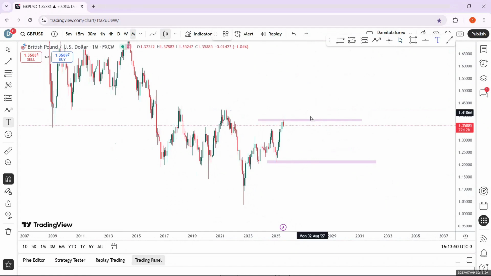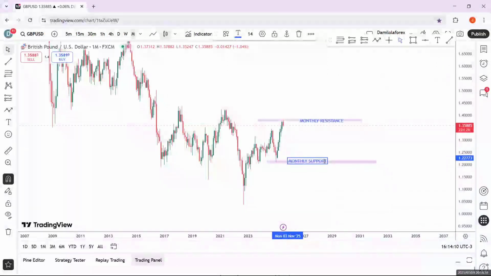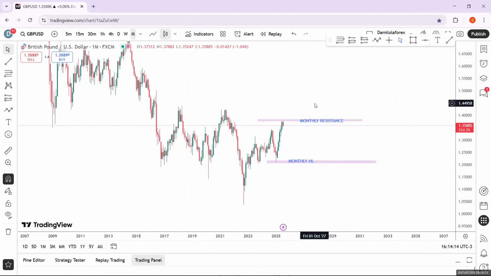So what are we now going to do? We will now tag this level here as monthly resistance, and we will tag this low level here as monthly support. Or we can tag it as monthly higher low. Let's use the word higher low. Monthly higher low. Remember that at the end of the day, our job is that we keep bracketing price into a range of focus until we see a real-time trade entry opportunity.